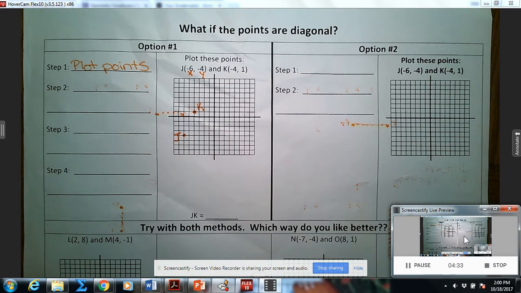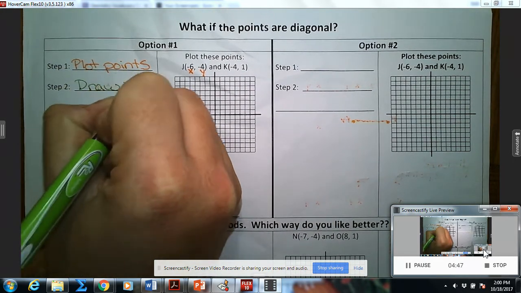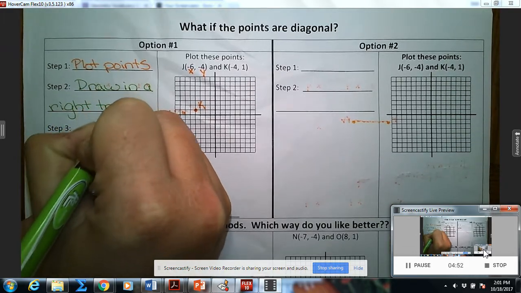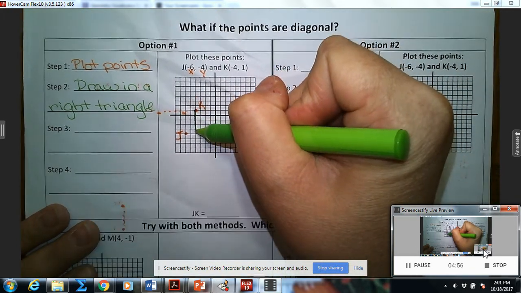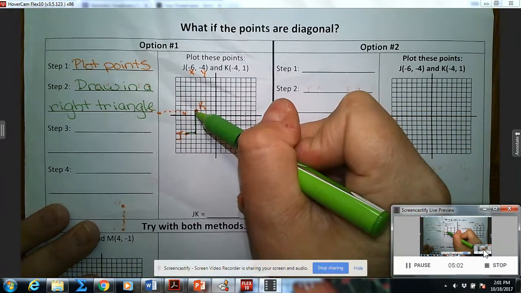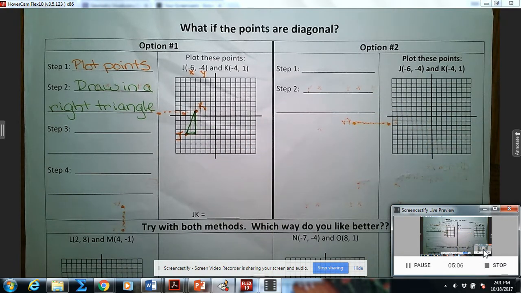So we're going to use something that you've already practiced, and we are going to turn this into a triangle. I'm going to switch colors here so I can see it better. So next, I want you to draw in a right triangle. Let me show you what I mean. Draw in a right triangle. So I'm just going to drop straight down from point K and go to the right from point J, and then my diagonal is going to create a right triangle.